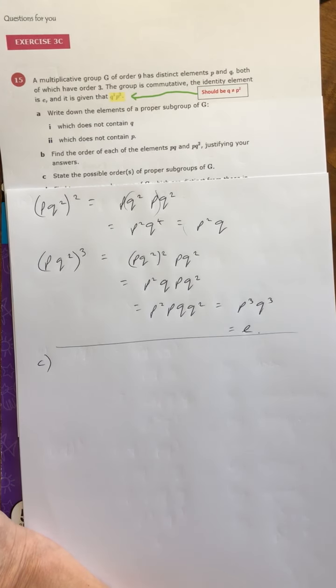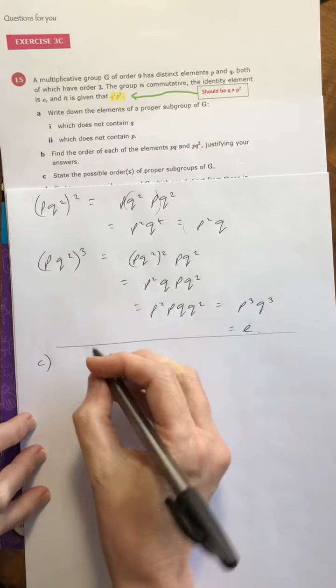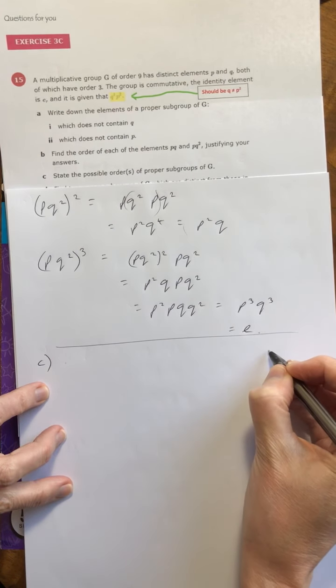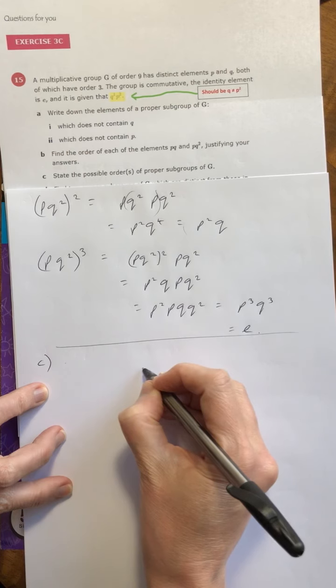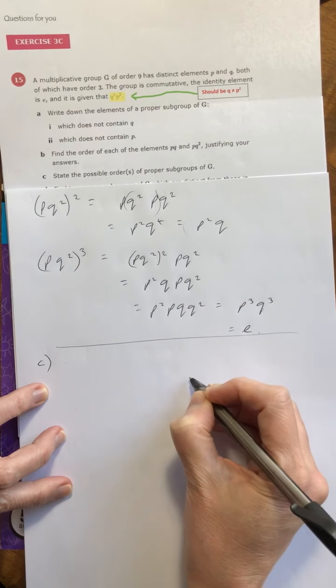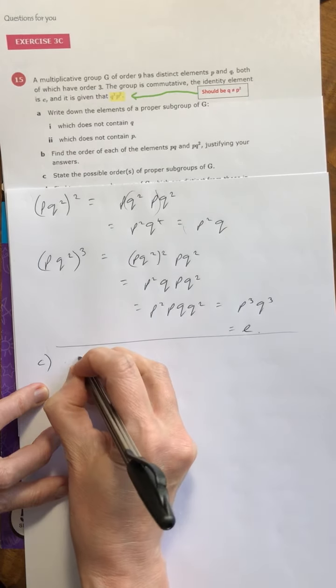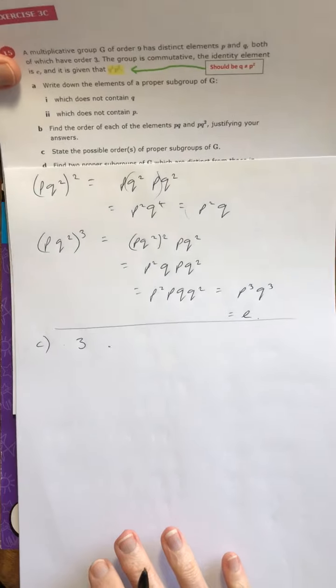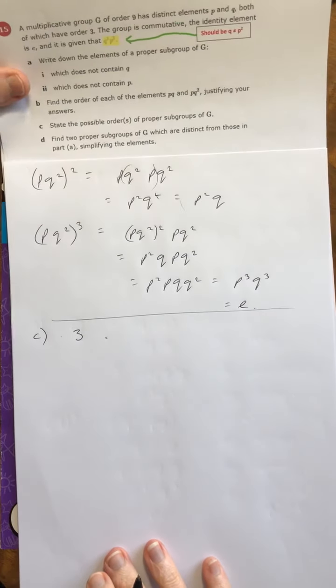I think, anyway, I would be a bit nervous, and I would say the factors of 9 are 1, 3 and 9. So by Lagrange's theorem, the orders of any subgroup are 1, 3 and 9. Proper subgroups will have order 3. So I think I would do that myself, certainly if it was an exam question.